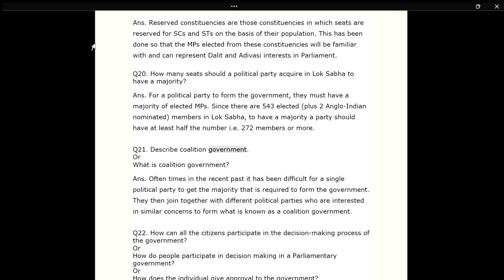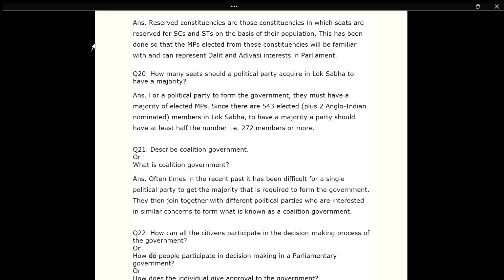Q21. Describe coalition government. Or, what is coalition government? Ans. Oftentimes in the recent past it has been difficult for a single political party to get the majority that is required to form the government. They then join together with different political parties who are interested in similar concerns to form what is known as a coalition government.